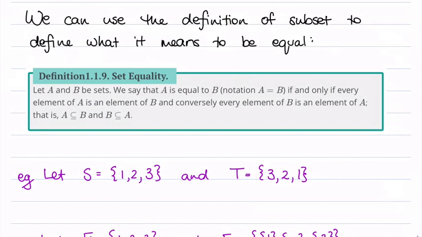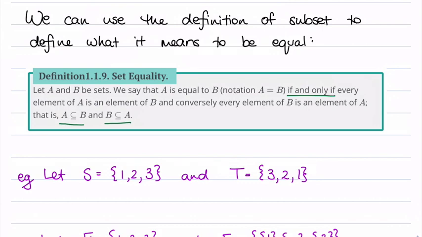So to come back to our example that we saw with our two sets that were contained in each other, we actually use that definition of subset to define what it means to be equal. So suppose we have two sets A and B. We say that A is equal to B, and we use the usual equals notation. And here again, it's if and only if every element of A is an element of B, and conversely, every element of B is an element of A. So really, the way we define equality is to say A is equal to B if A is contained in B, and also B is contained in A.